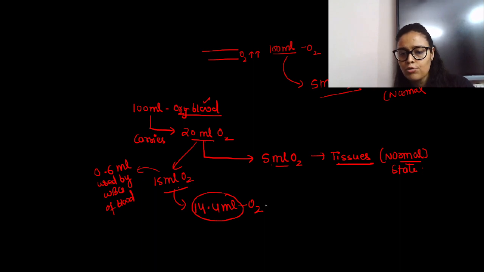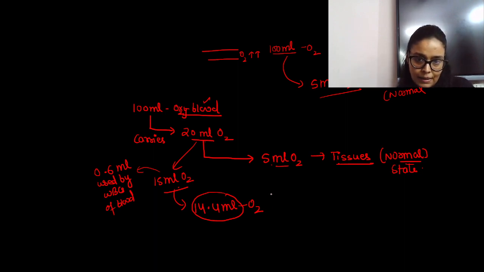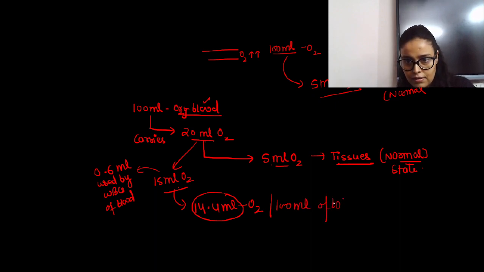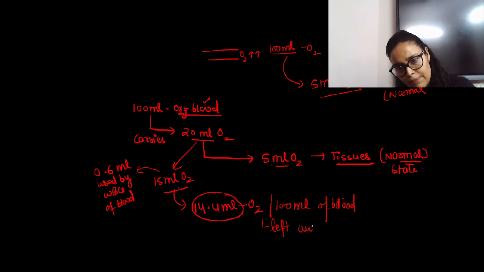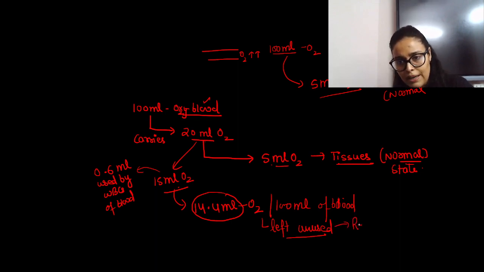So after giving oxygen to tissue, it will become deoxygenated blood. So this much ml is still left, right? This much ml oxygen per 100 ml of blood is left unused, right? And why is it left unused? When will it get used? If it is unused, it will get used in strenuous exercise, right? It will be reserved in the body, it is present in the body as a reserve.